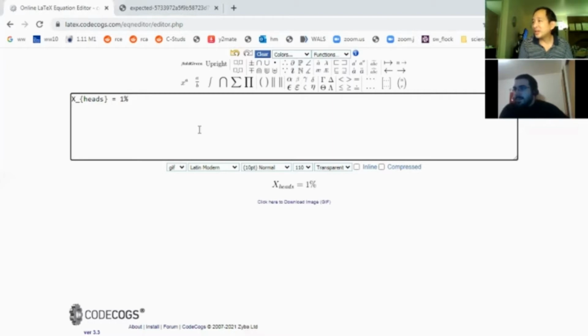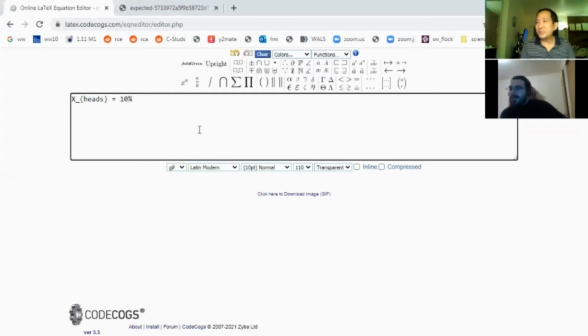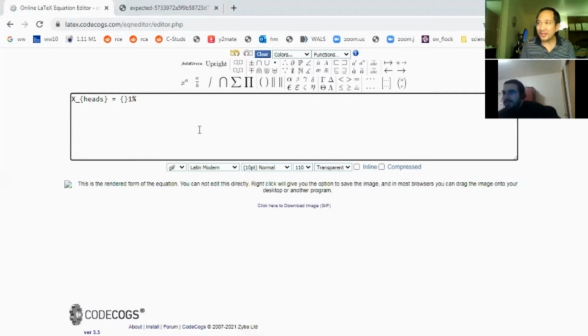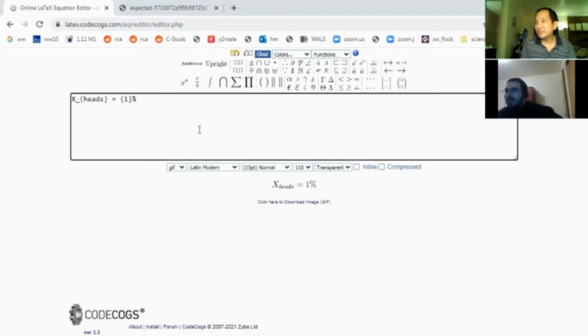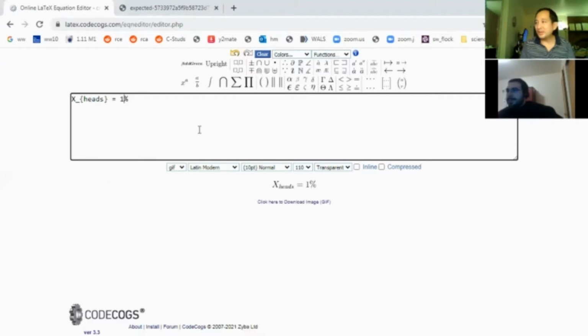Maybe it doesn't like that. It definitely didn't like that. I don't know why it didn't. It did the 1%, but it didn't show up. Strange. I think it really likes brackets. Yeah, possibly that could be the issue. It didn't need the brackets for the 1%, so I think maybe it doesn't like 100%. Let's see, 1%.